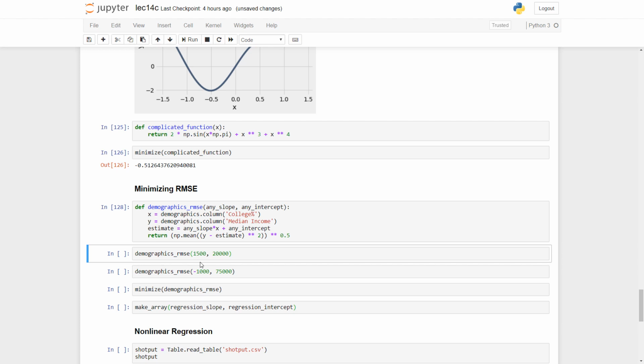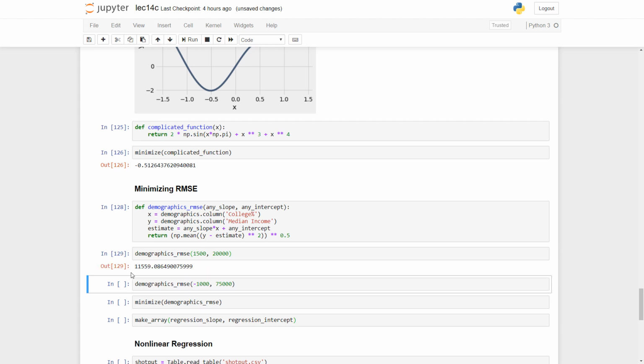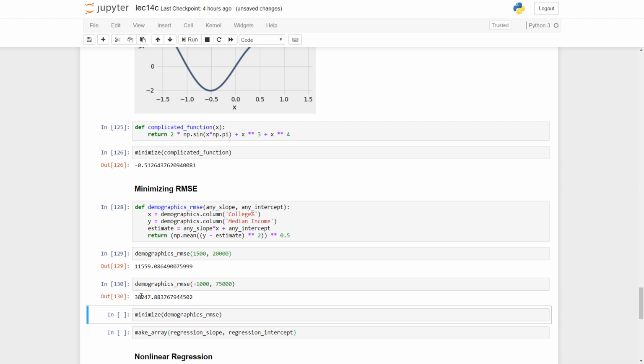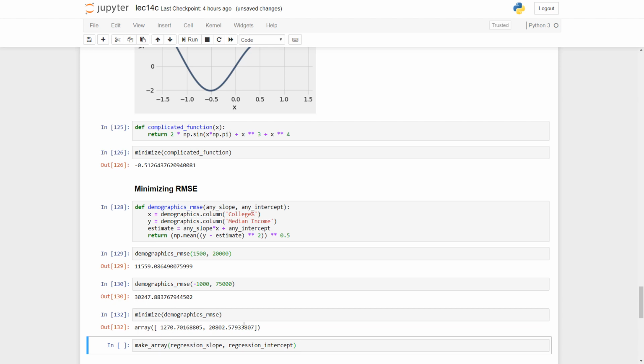Now let's see the root mean square error for the two lines that we saw earlier, other than the regression line. So this is the first line other than the regression, the 11,001, and this is the 30,001. Now let's pass this function to the minimize function and see what we will get back. Now what should we expect? How many values should we expect out of this function? It depends on the number of parameters of this function. The parameters of this function, of course, are 2, the slope and the intercept. So minimize of demographics root mean square error will return back an array of 2 values. This is the slope and this is the intercept.